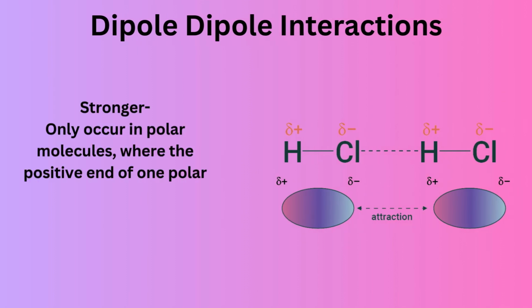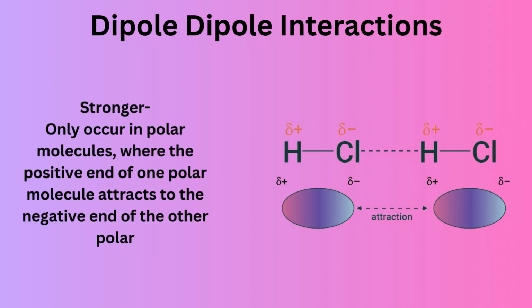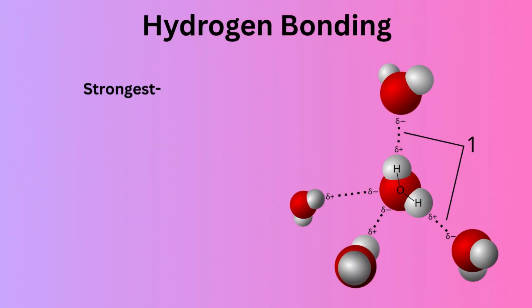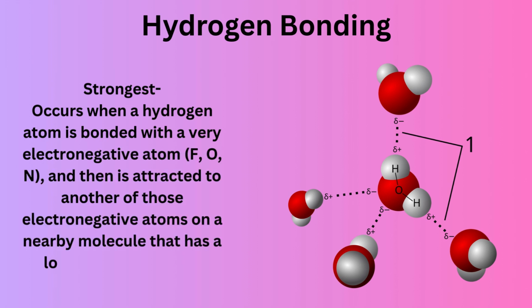Dipole interactions are stronger than London dispersion forces, and they only happen between polar molecules. Because polar molecules have those permanent dipoles, the positive end of one molecule is attracted to the negative end of another. And then the strongest type is hydrogen bonding, right? That's a special kind of dipole interaction. Yeah, hydrogen bonding happens when a hydrogen atom is bonded to a very electronegative atom, like fluorine, oxygen, or nitrogen. And then that hydrogen is attracted to another fluorine, oxygen, or nitrogen on a nearby molecule that has a lone pair of electrons. Like in water. That's why water has such a high boiling point for such a small molecule, right? Those hydrogen bonds are strong.